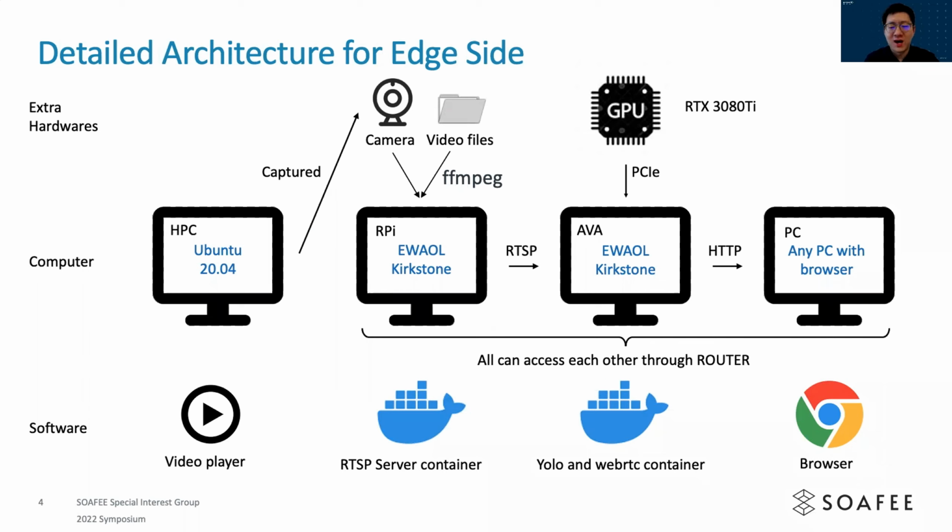Alternatively, we run RTSP server container in Raspberry Pi with the camera capturing the raw video on a display, and then run YOLO object detection container in AVA platform with NVIDIA GPU RTX 3080 Ti. The results of live streaming object detection can be viewed on the browser of another PC with WebRTC.